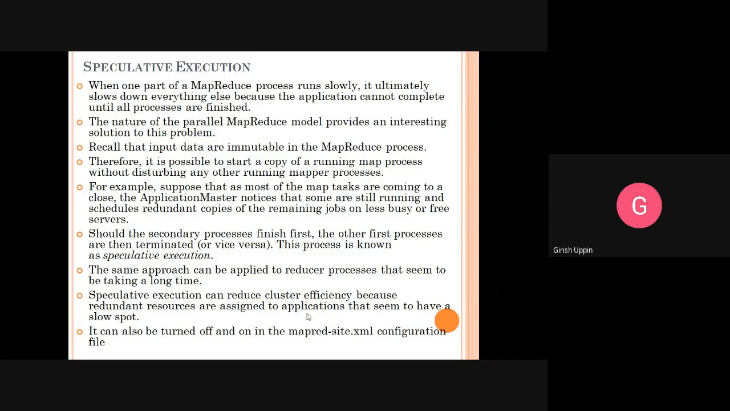mapred-site.xml configuration file. So speculative execution is a configurable thing. If you don't want speculative execution, you can turn it off, or you can turn it on. How to do that? You can access the mapred-site.xml configuration file and you can set the appropriate parameters.